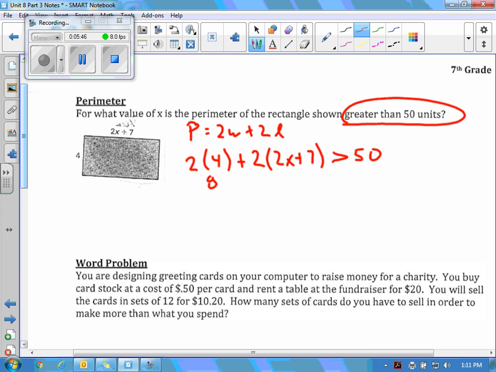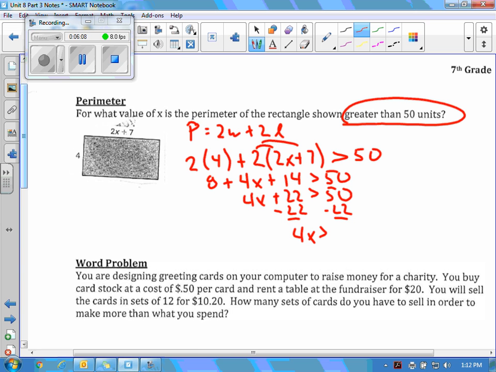So 2 times 4 is 8. I'm set up to do the distributive property here. 2 times 2x is 4x. 2 times 7 is 14. Greater than 50. Combining my terms, I'll get 4x plus 22 is greater than 50. And now I just have a two-step problem. Subtract 22 on both sides. So I'll get 4x greater than 28. Then I can divide both sides by 4. So I get x is greater than 7. So for anything greater than 7, my perimeter will be greater than 50.